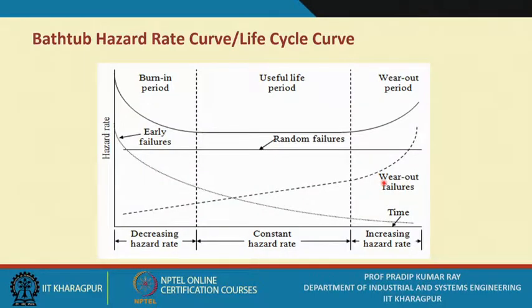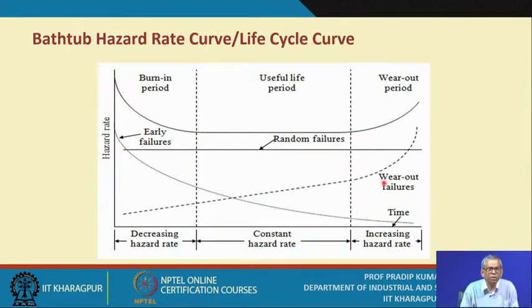Now, let me explain this life cycle curve or the bathtub hazard rate curve. This is basically a plot of failure rate versus time in respect of a particular product. So, the y axis represents the hazard rate or the failure rate, and the x axis represents time.